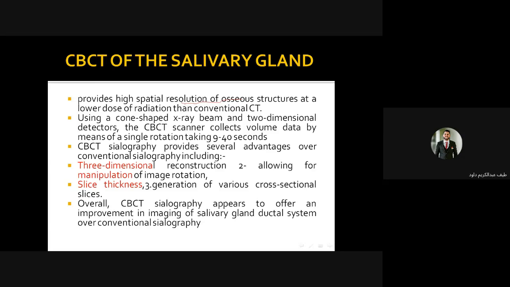CBCT تنبيه كمية الإشعاع اللي يأخذها المريض أقل من السي تي بهواية، ويمكن من ناحية عملية أنه المريض يأخذ أكثر من CBCT مثلا، لأنه كمية الإشعاع تكون قليلة، لكن بالنسبة للسي تي سكان كمية الإشعاع تكون أكثر.